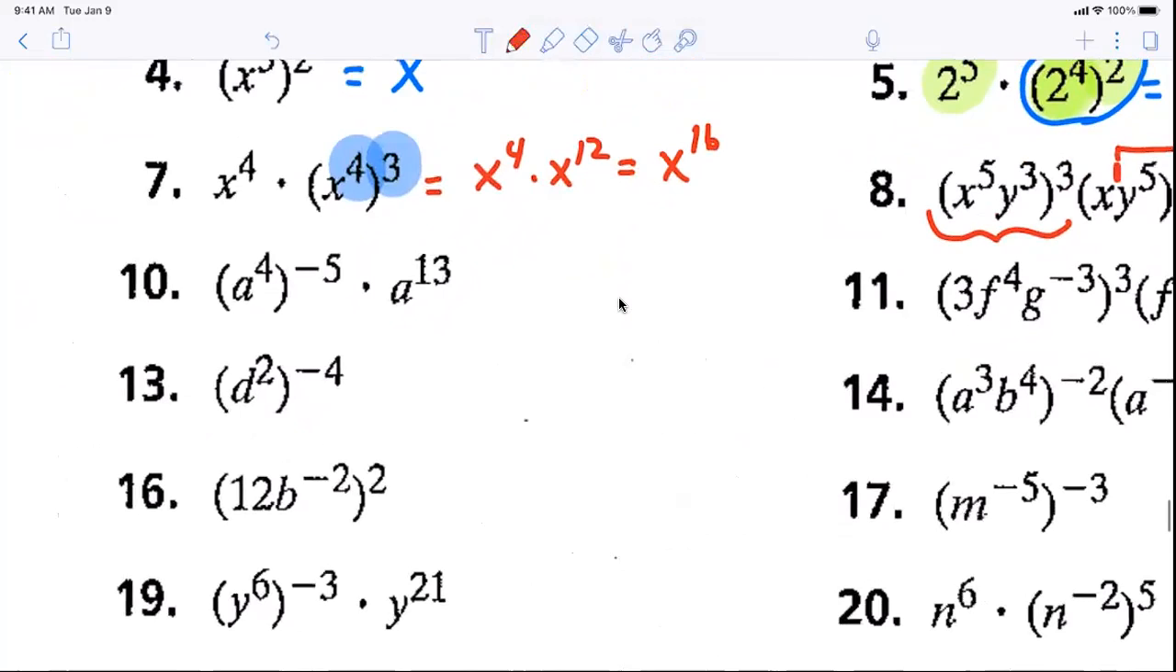Miss Jacobson, go. A to the negative 20 times a to the 15. Beautiful. And that's a to the negative 5. Final answer. So 1 over a to the 5. Wow. Beautiful. Thank you. That's exactly correct.